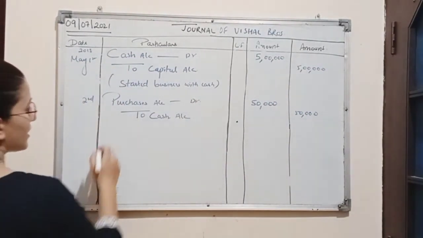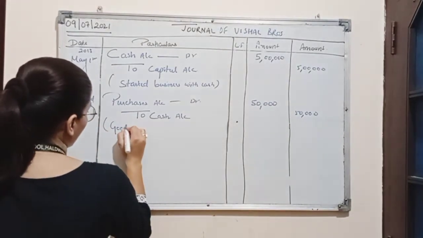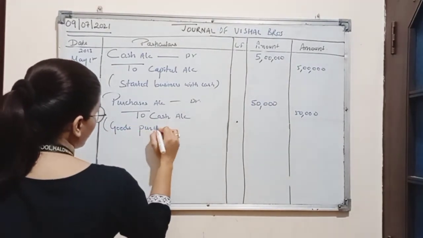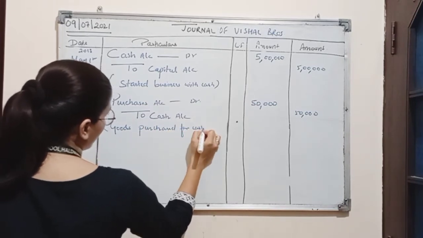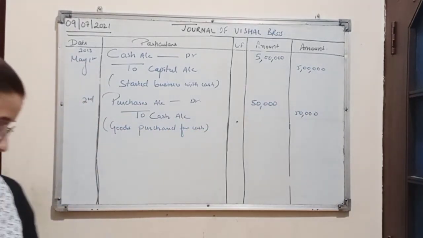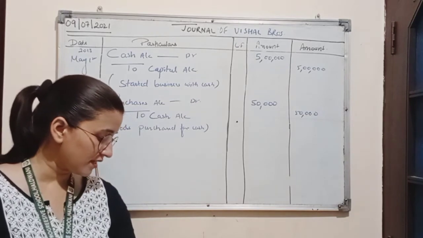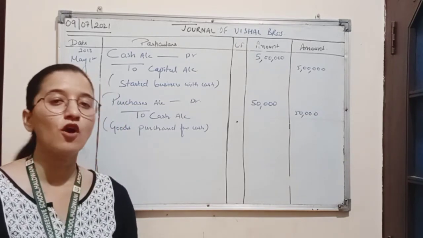Narration for this transaction will be: goods purchased for cash.